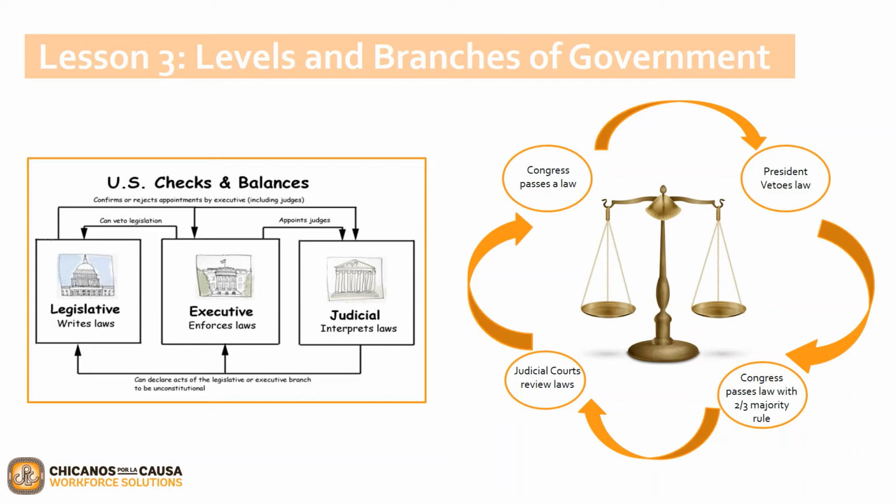Congress then has the ability to pass that law without intervention of the president, but only if 2/3 of the majority agree with it. If the law passes, the Supreme Court has the authority to review the law and either declare it unconstitutional or be okay with it. If they declare it unconstitutional, then once again, it goes back to Congress. And that is the easiest way to explain checks and balances.